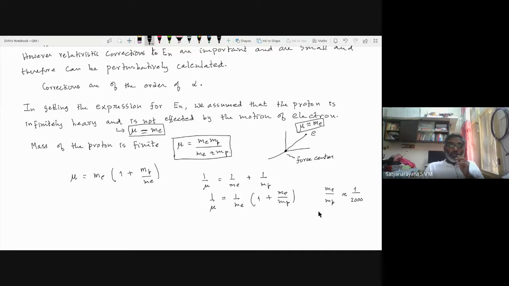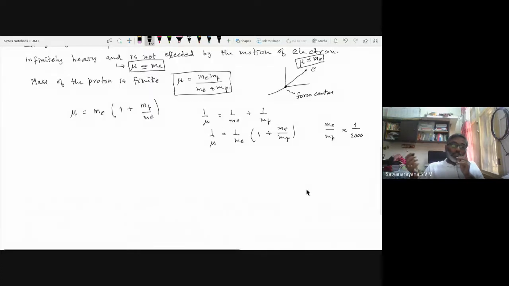That means the value is going to change. So if this is 1 by me, instead of 1, it will be 1.0001. Okay, so it is going to change very, very little. There won't be any change in your energy levels, because the change is only in the third decimal place. So this is a much smaller change than even the relativistic effects.